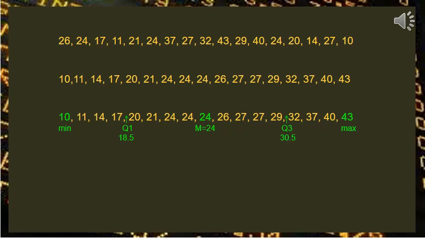I will do the same thing to find Q3. I will find the midpoint between the numbers of my largest observations from 26 to 43. So my middle point here is between 29 and 32. It's exactly 30.5. So here my 5-number summary will be 10, 18.5, 24, 30.5, and 43.